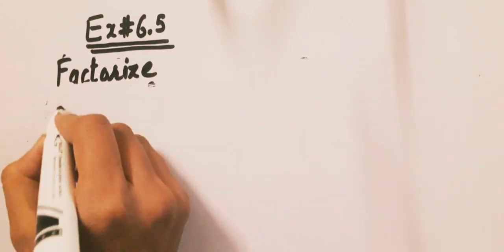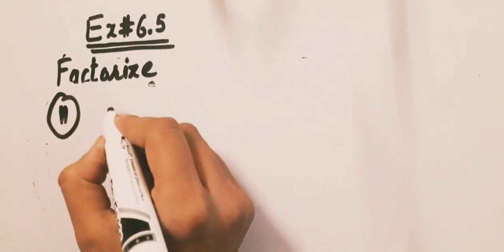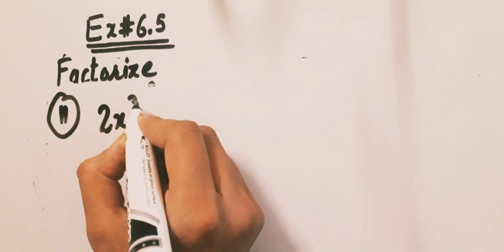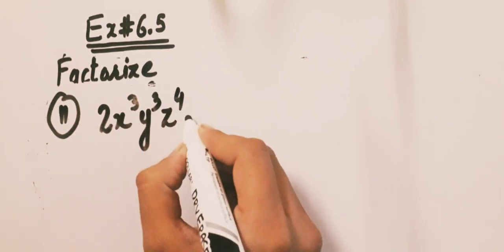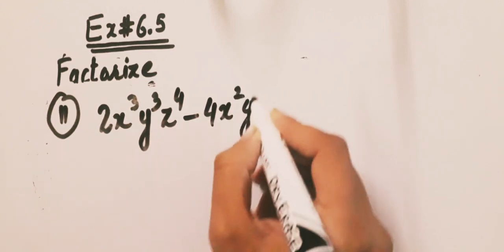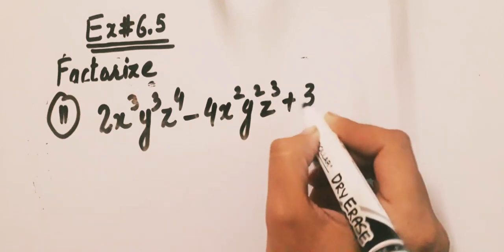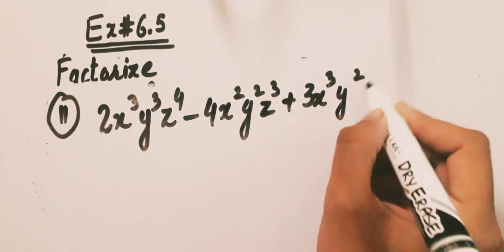Now we will solve part 11. That is 2x cube y cube z raised to power 4 minus 4x square y square z cube plus 3x cube y square z4.